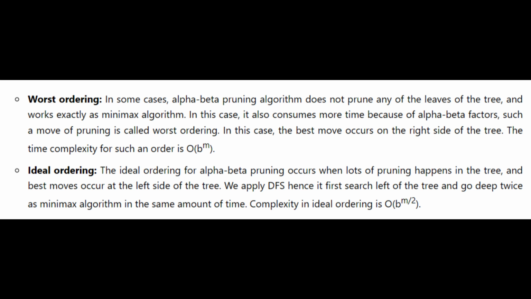Ideal ordering. The ideal ordering for alpha-beta pruning occurs when lots of pruning happens in the tree, and best moves occur on the left side of the tree. We apply DFS, hence it first searches the left of the tree and goes twice as deep as the Minimax algorithm in the same amount of time. Complexity in ideal ordering is O(b^(m/2)).